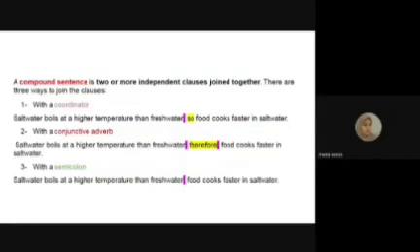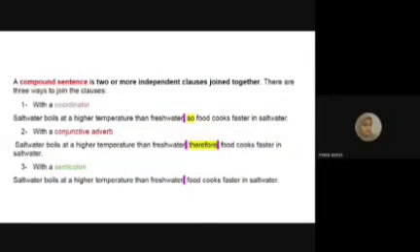So the other kind of forming compound sentences is by using the conjunctive adverb. Okay, so salt water boils at a higher temperature than fresh water, therefore food cooks faster in salt water. So when you use a conjunctive adverb in order to make compound sentences, you need to write a semicolon, just like this one shaded in purple. You need to write a semicolon before the conjunctive adverb and a comma after the conjunctive adverb, then you write the second independent clause.